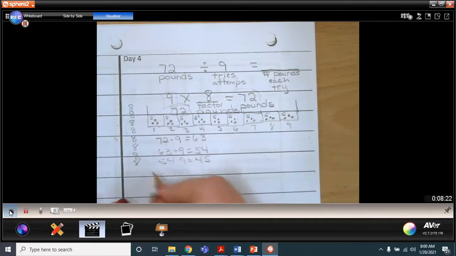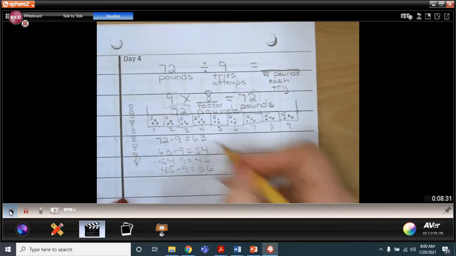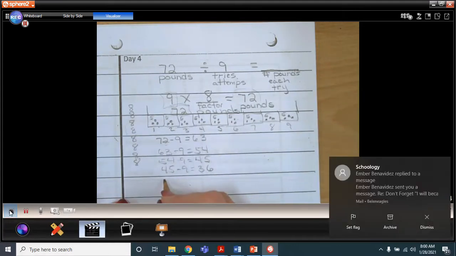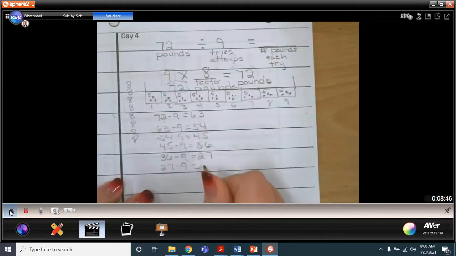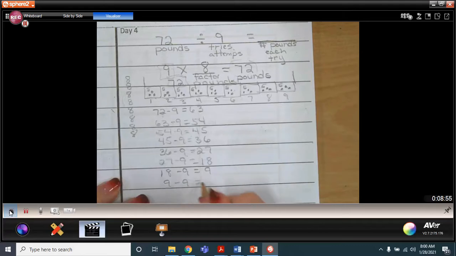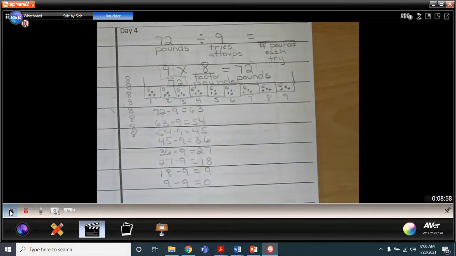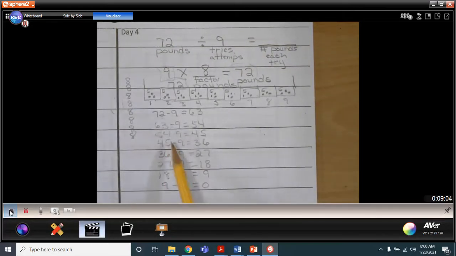You can see that pattern of 9s going backwards, the multiples of 9 going backwards. 45 minus 9 would be 36. Notice how these are starting to switch places in the 1s and 10s. 36 minus 9, 27. 27 minus 9 is going to be, you guessed it, 18. 18 minus 9, we're at 9. And finally, 9 minus 9 is 0. So, remember, multiplication is repeated addition, but division is repeated subtraction.